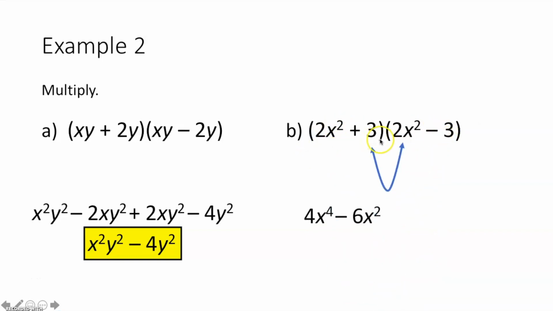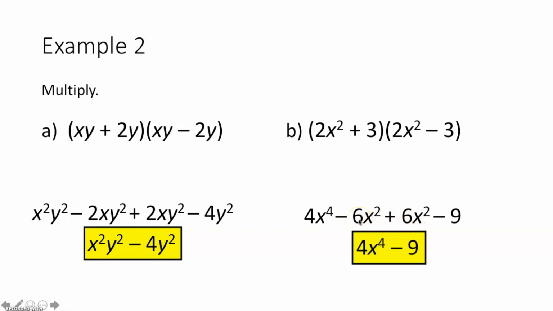Then you multiply the inner terms together. What's 3 times 2x squared? That's going to be positive 6x squared. Then you multiply the last terms together. What's 3 times negative 3? That's going to be negative 9. Now combine like terms. This negative 6x squared plus the positive 6x squared cancel each other out. You're left with 4x to the 4th minus 9, just like we got with our shortcut.